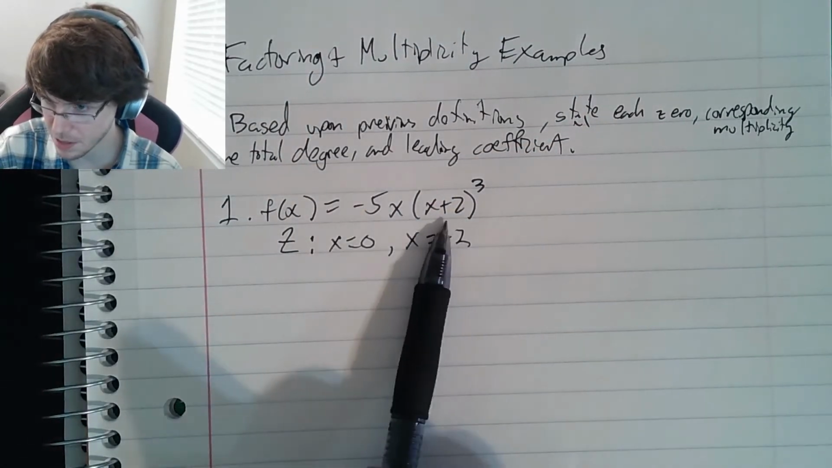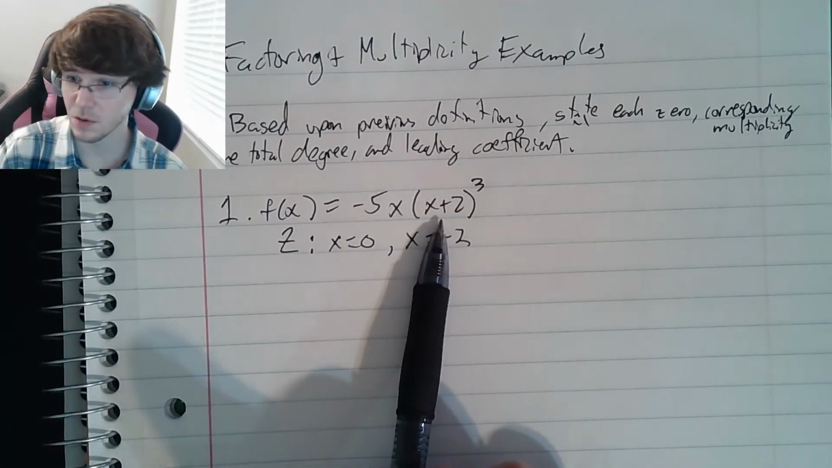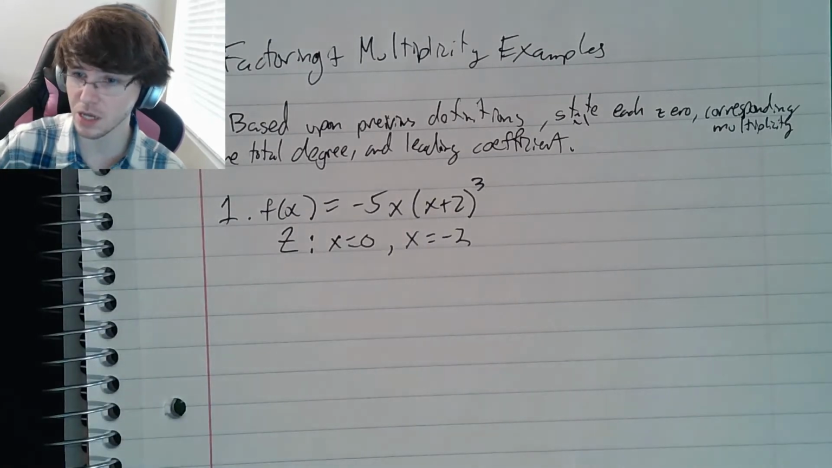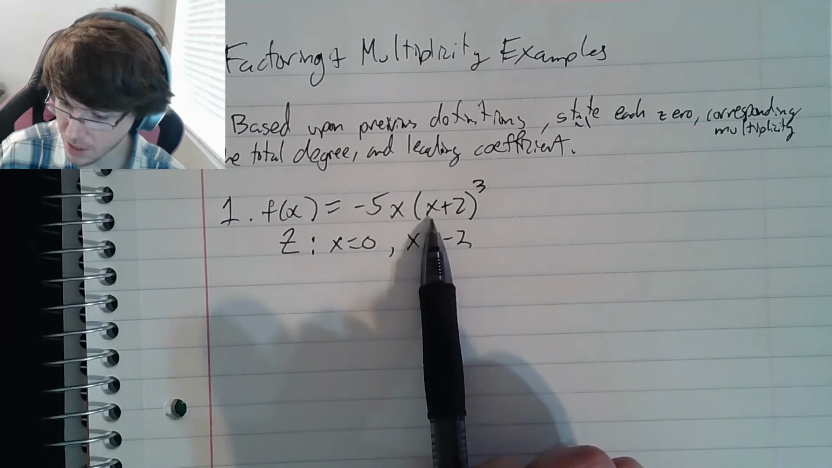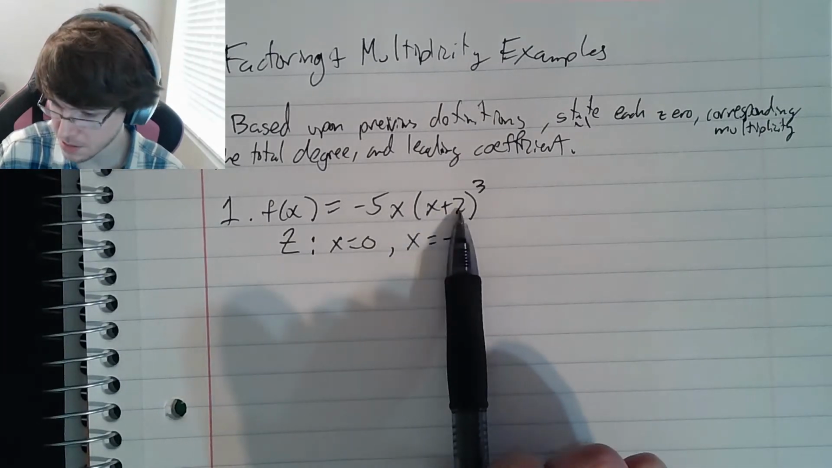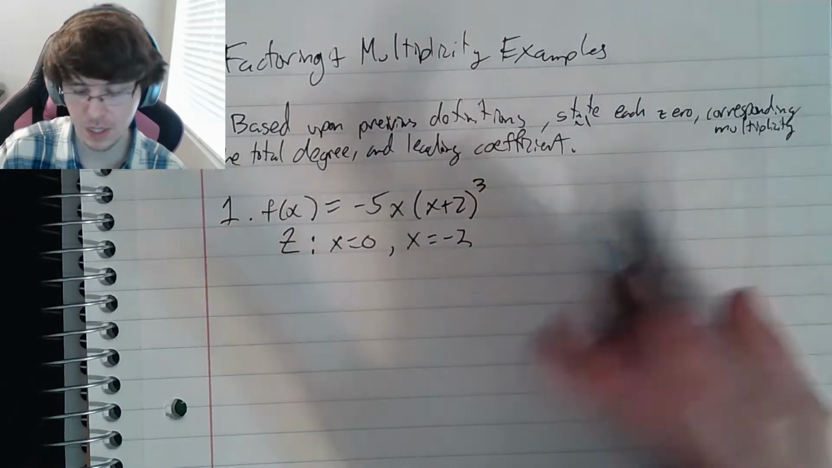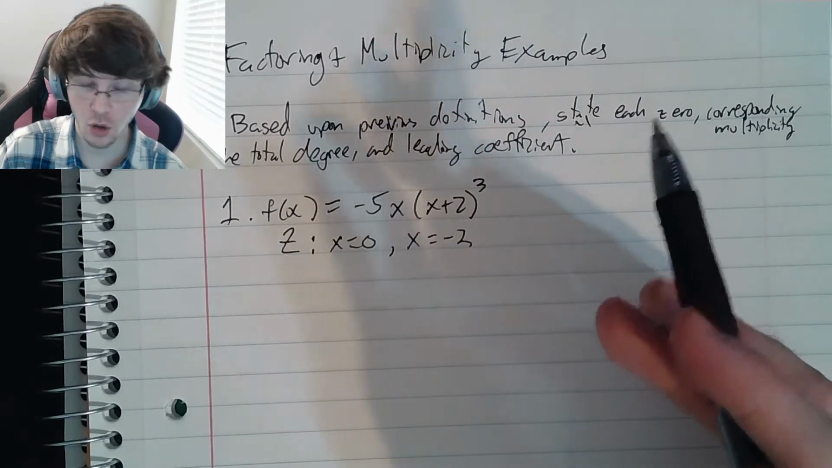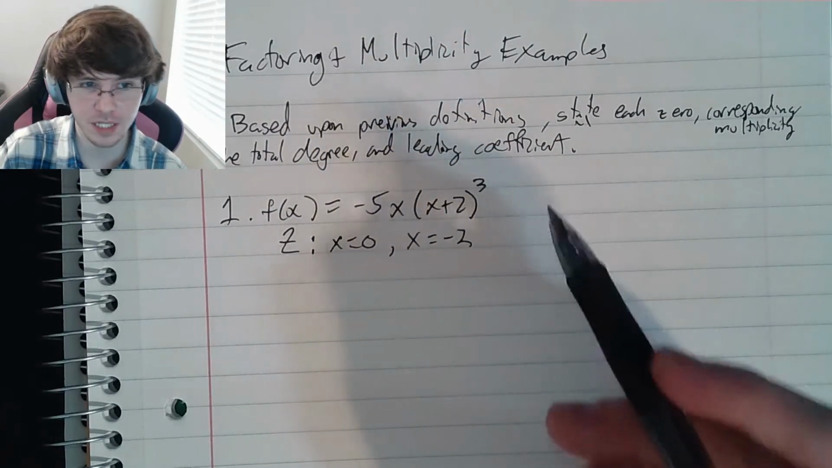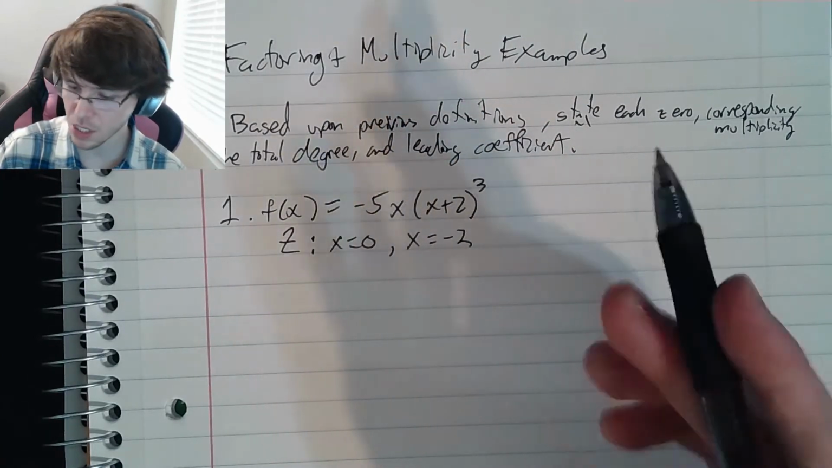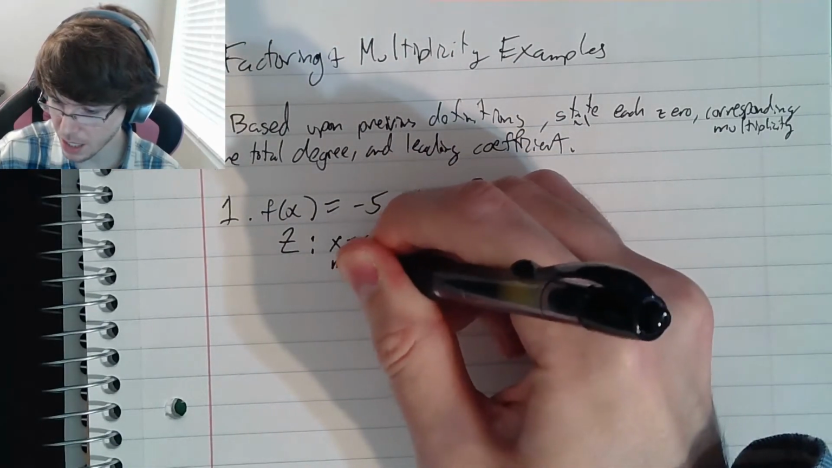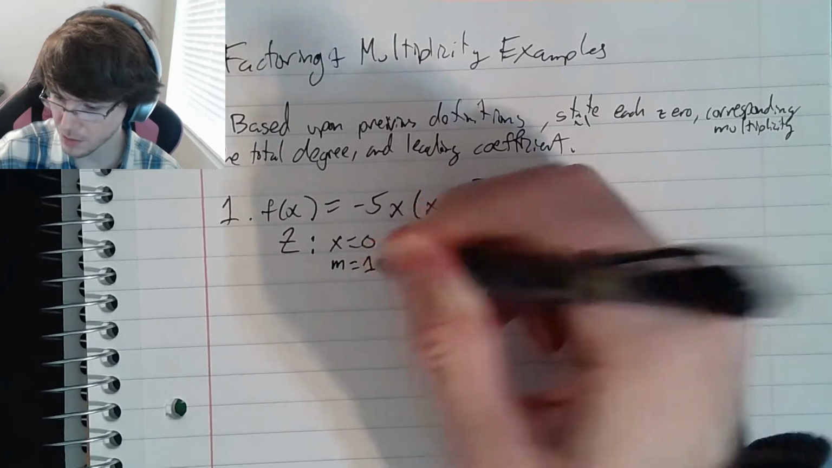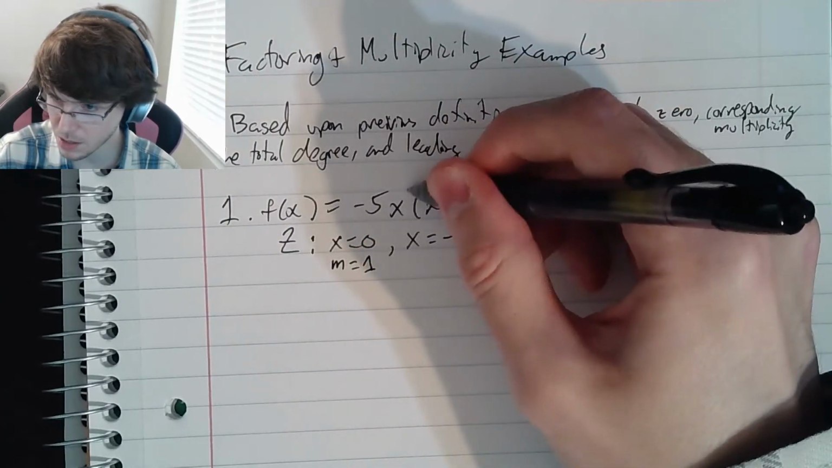It's the opposite of whatever's on the inside of this guy. Remember, the definition of a zero is when you plug it in, you get 0. So if I made x negative 2 there, negative 2 plus 2 is 0. So that's why it's a zero. You also need to state the multiplicities of these zeros. So the multiplicity of this zero, I'm going to write m equals, and it's a 1. The reason why is because my exponent here is a 1.